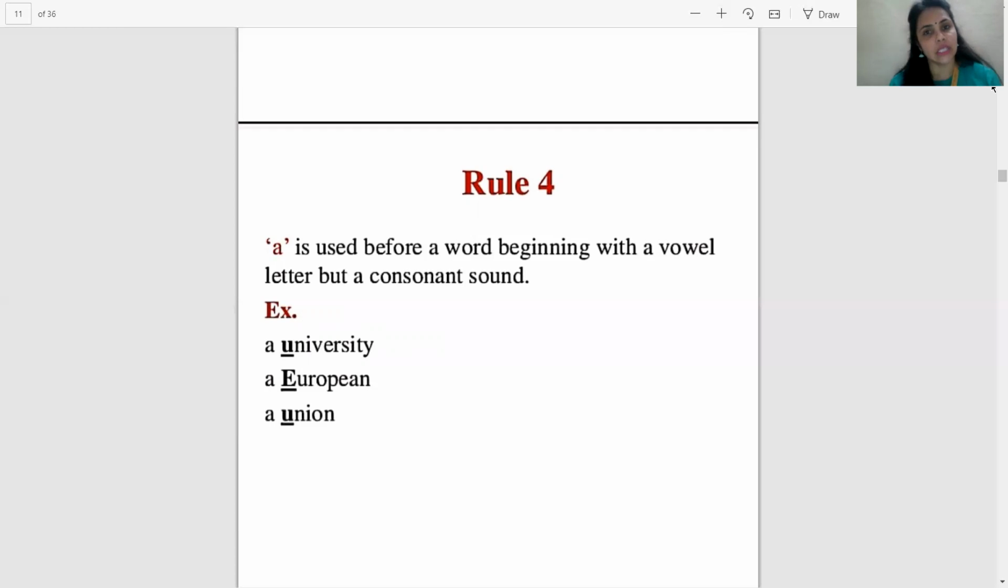A European, the same thing. A union. It's not that U sound. It is Y, Y O U, the way we pronounce Y O U. It's that sound. So that is why it is taking the article a.